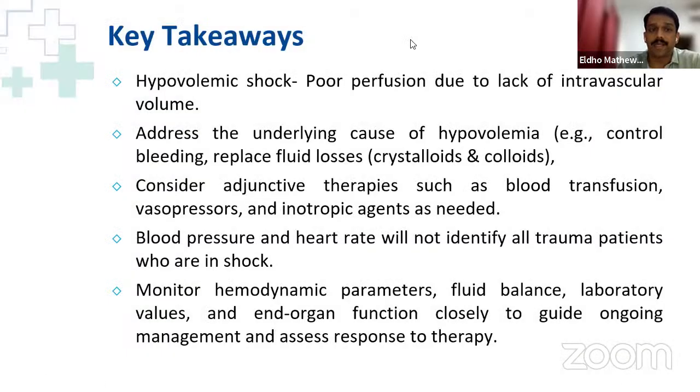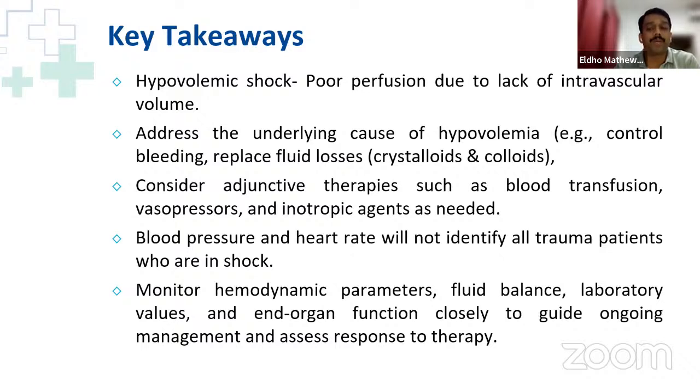Coming to the key takeaways. As we studied, hypovolemic shock is poor perfusion due to lack of intravascular volume, and we have to identify the cause of hypovolemia, control the bleeding, and replace the fluids with crystalloids. We have to consider adjuvant therapy such as blood transfusion to improve oxygen carrying capacity, and fluids alone are not a good option to improve the outcome. We can use vasopressors and inotropes if required, and blood pressure and heart rate will not identify all trauma patients who are in shock.